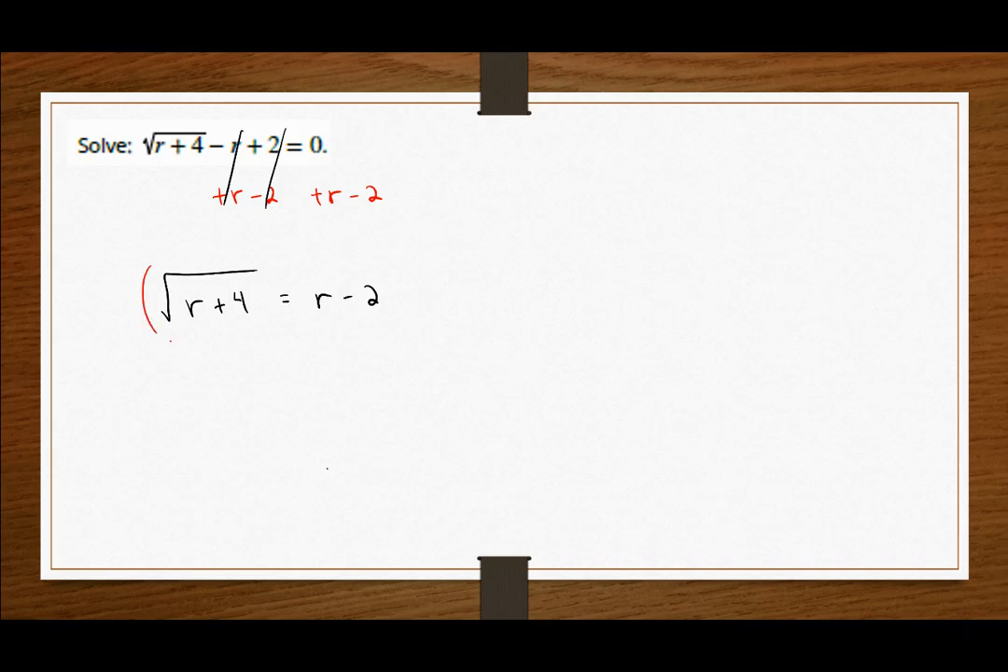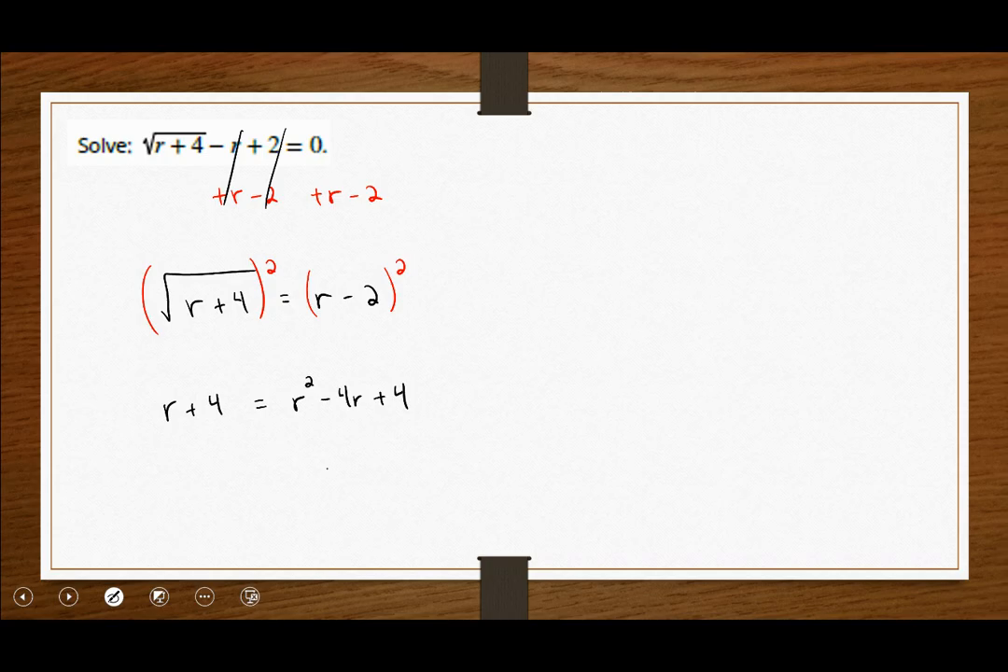Once we've isolated our radical again, we square to get rid of it. And so we'll end up with the expression here, r plus 4 on the left-hand side of the equation. And on the right-hand side, we end up with, by distribution and multiplication, r squared minus 4r plus 4. Since we have a quadratic, we need to set it equal to 0 and solve using the zero product rule again.